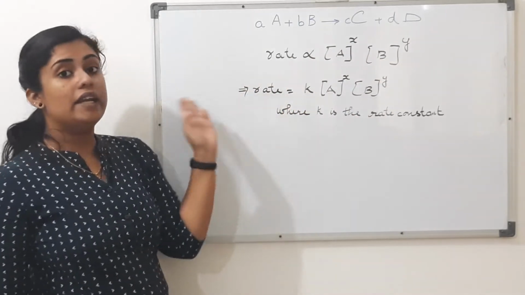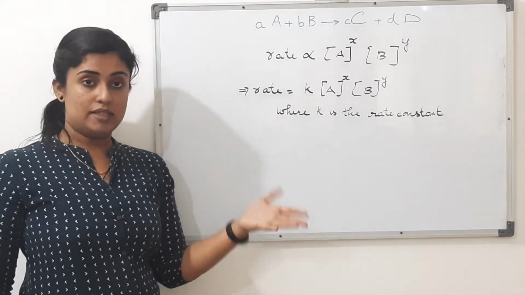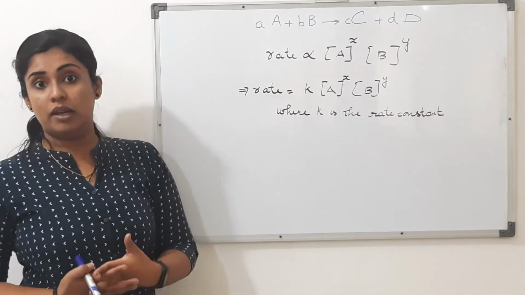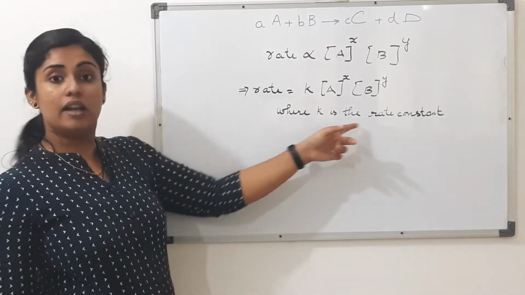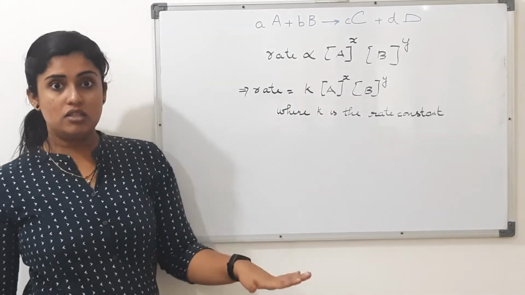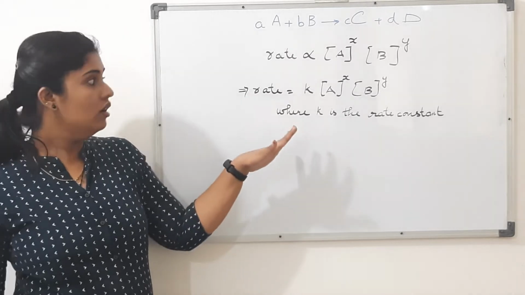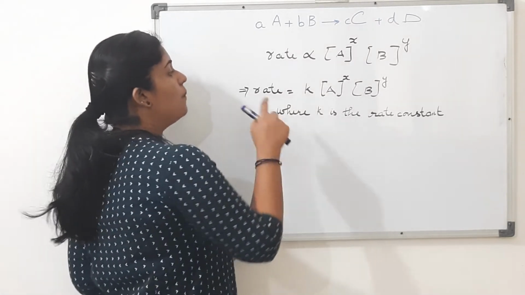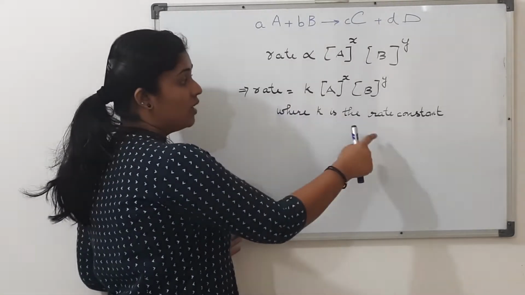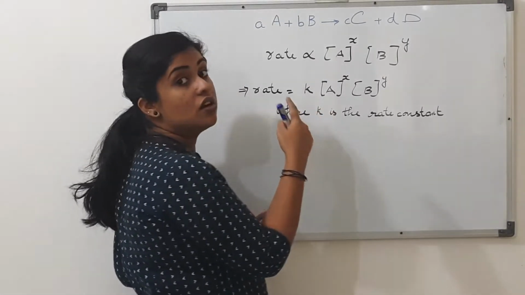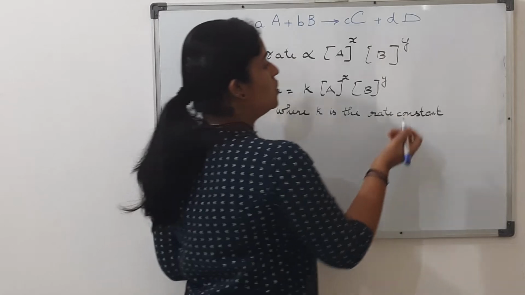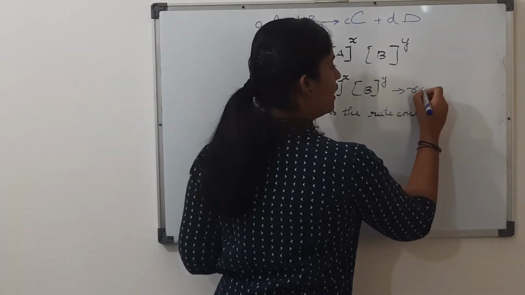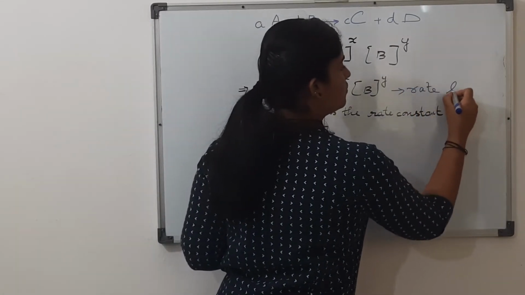So rate is proportional. To remove the proportional symbol, we have to multiply it with the proportionality constant, and that constant is k, the rate constant, giving rise to the rate equation or the rate law or the rate expression we told. Rate equals k, the rate constant, times concentration of A raised to x times concentration of B raised to y, and this is our rate equation or rate law.